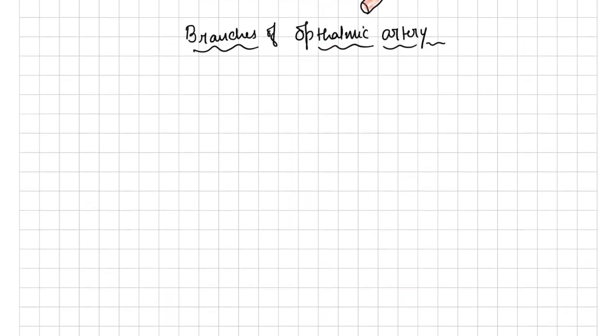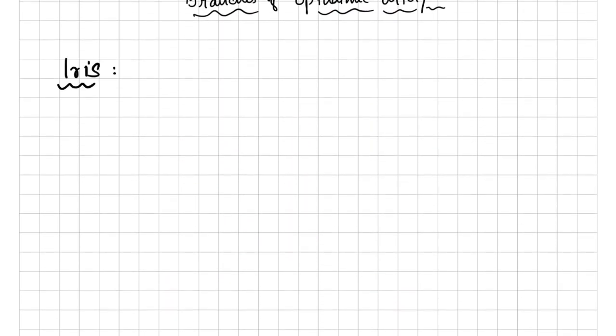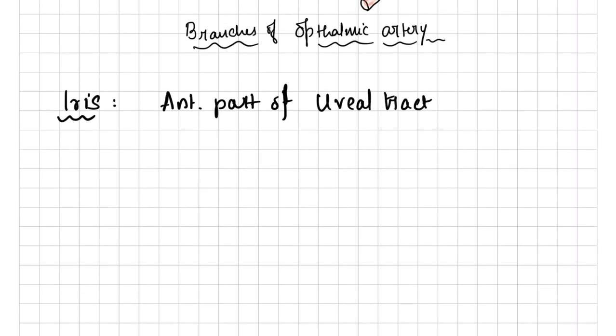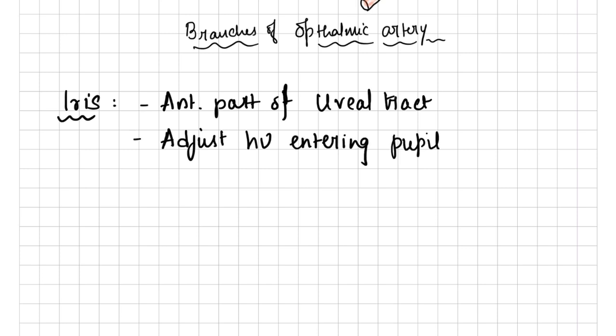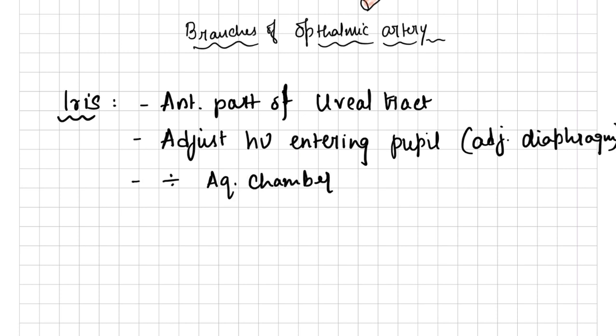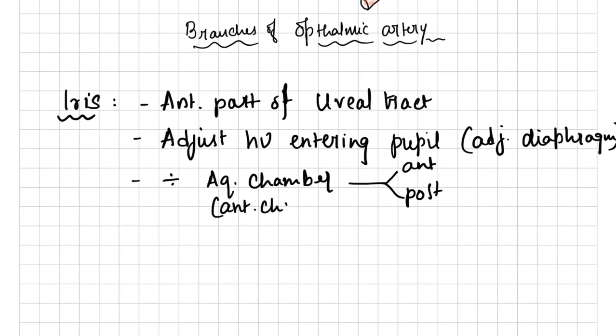Now if we move ahead, we'll look at the branches of the ophthalmic artery. We'll look at the iris, which is the third part of the middle portion of the eyeball, the anterior part of the uveal tract. We said that the middle part of the eyeball is known as the uveal tract, which includes the choroid, ciliary body, and iris. The iris adjusts the light entering the pupil by acting as a diaphragm. A diaphragm is a structure that allows only a specific amount of light, like a door-like structure. It divides the aqueous chamber into anterior and posterior chambers.